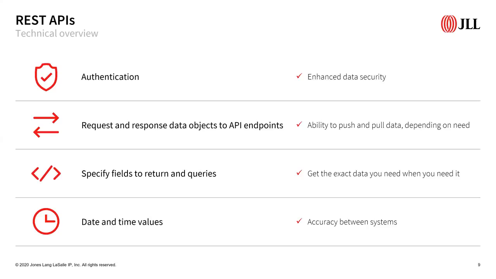Specificity in your queries ensures you can get the data that you need out of the system with restrictions of your choosing. The value in this is that after configuring that REST API, you wouldn't need assistance from JLL necessarily to extract information out of the system. Lastly, date and time values are passed between the systems, ensuring accuracy for things such as service requests, move requests, etc., if the data is going to be shared amongst systems.